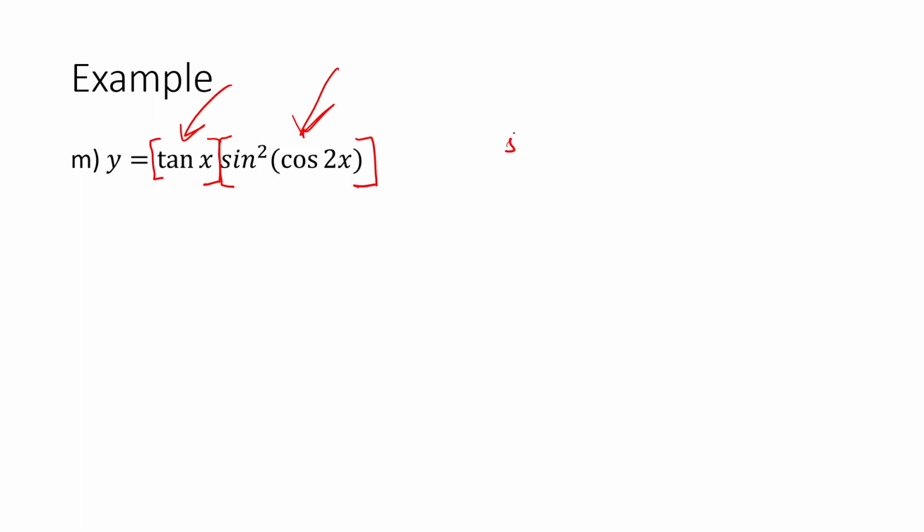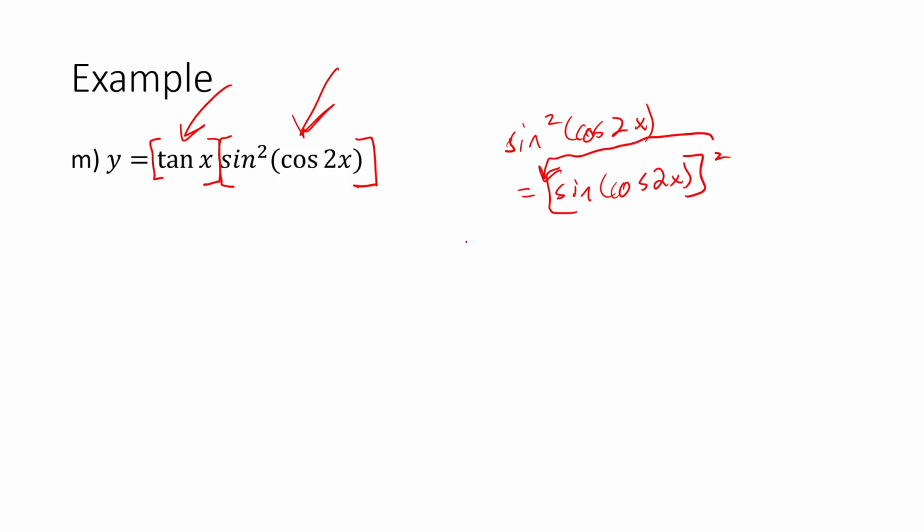So what we're going to do is focus our attention on sine squared of cos 2x. I'm going to rephrase that before even trying to take the derivative of it. I'm going to call it the sine of cos 2x quantity squared. Now, when I determine this derivative, I'm going to work from the outside in. So the first thing I'm going to do is move that 2 in front.